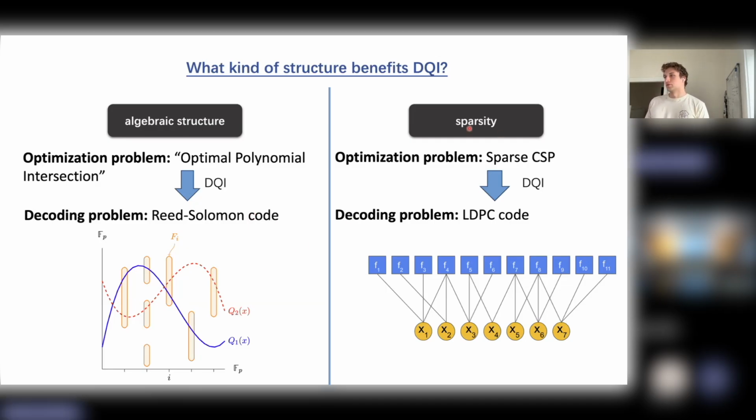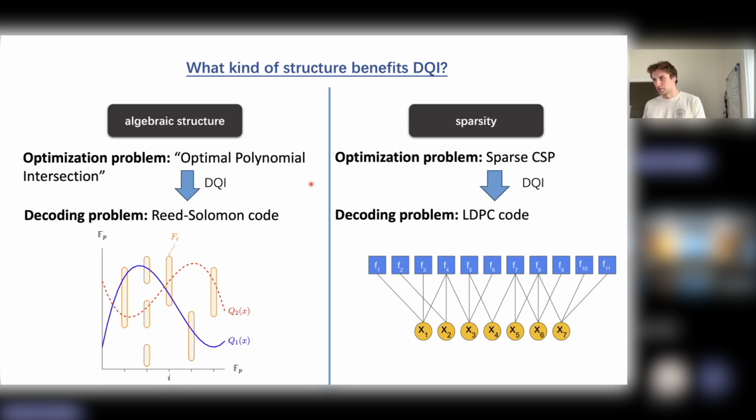Now, there's another kind of structure. Sometimes people call this the unstructured setting, where the only thing you have is sparsity. So you have a constraint satisfaction problem where the constraints are sparse. And this is very typical. Any max-k-XOR instance or max cut or traveling salesman, etc., has sparse constraints. The nice thing about DQI is whenever you have a sparse optimization function, then on the decoding side, this means that the parity checks in your code are sparse. So the decoding problem is that of an LDPC code. And LDPC codes, at least if they're random, can be decoded very well by message passing algorithms.